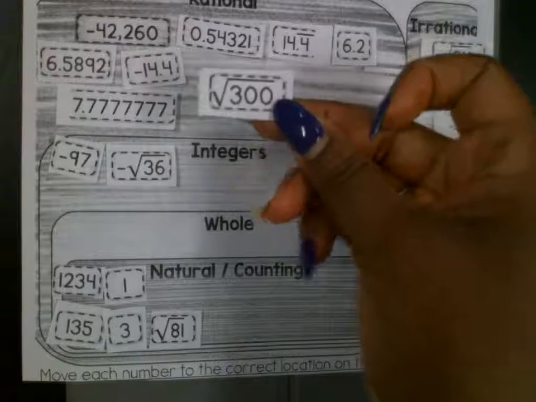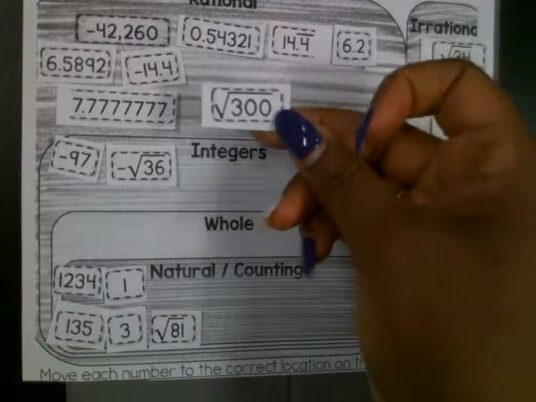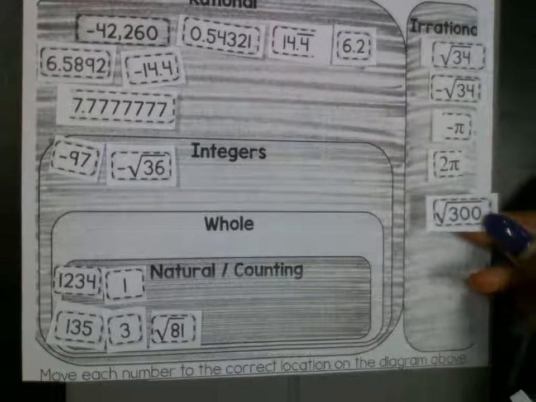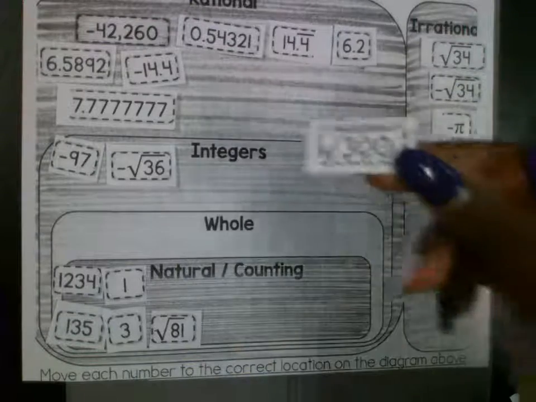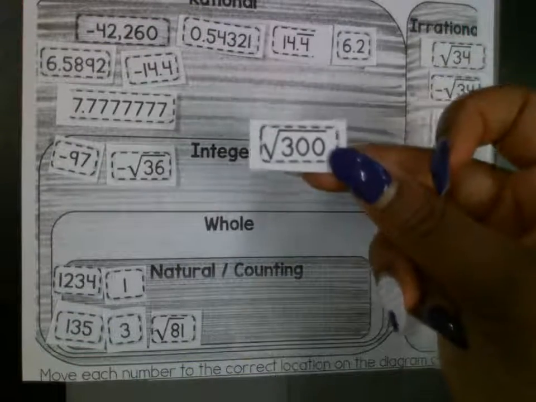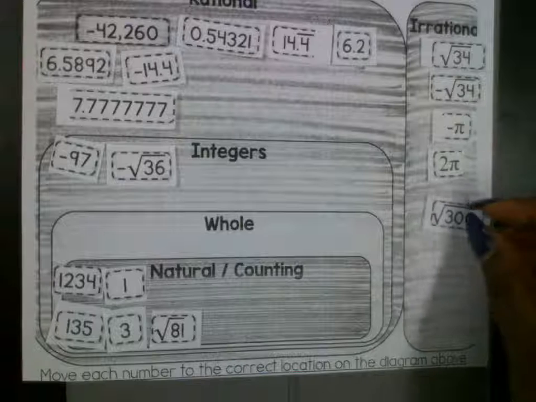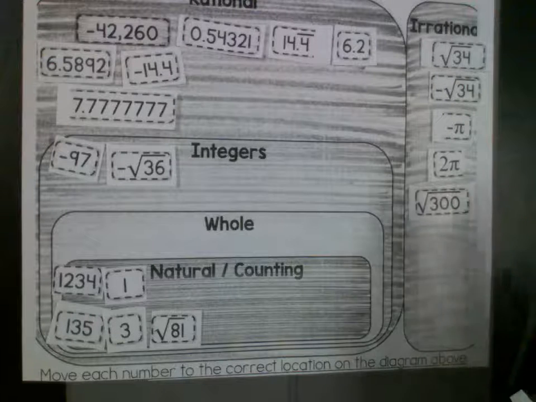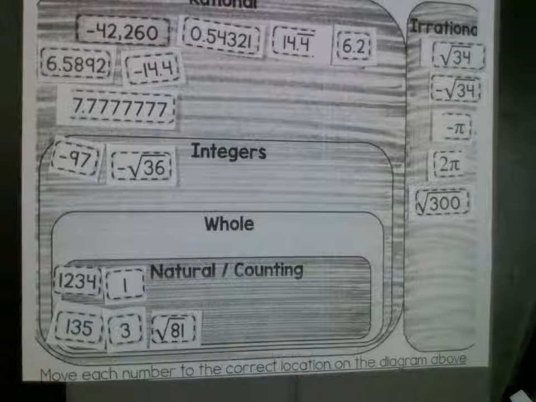The square root of 300. Is the square root of 300 rational or irrational? Irrational. It's irrational because when you simplify it, it's a decimal. Okay? Come on, DJ, write this in. Okay?